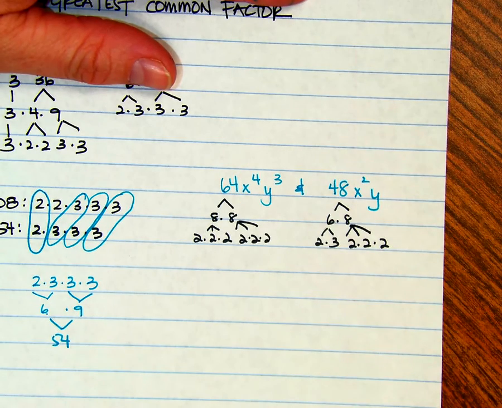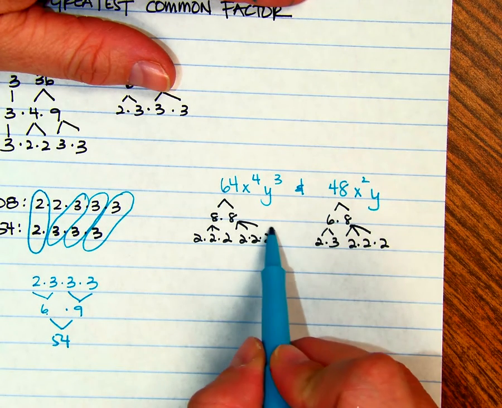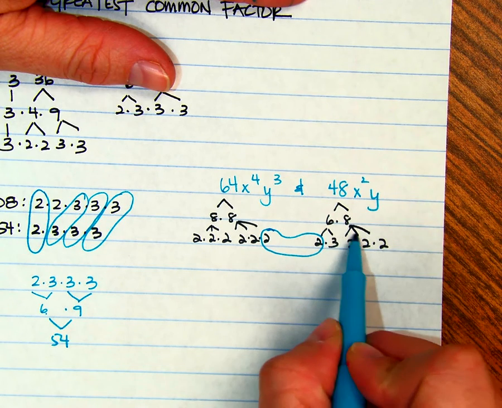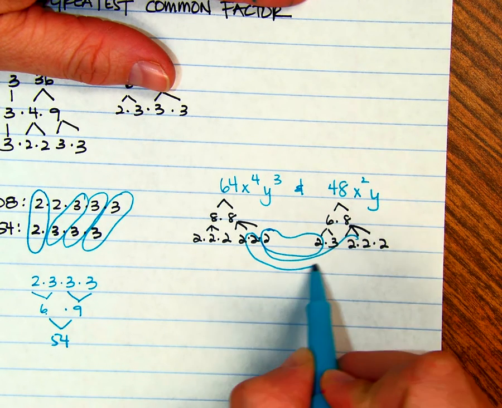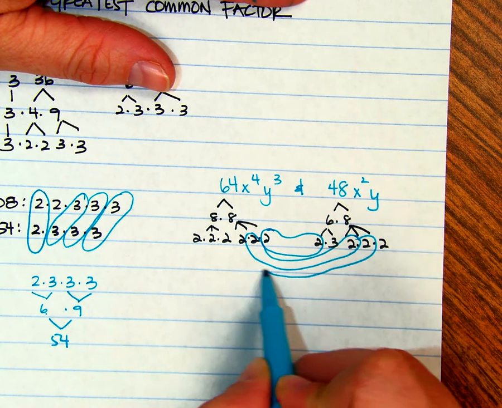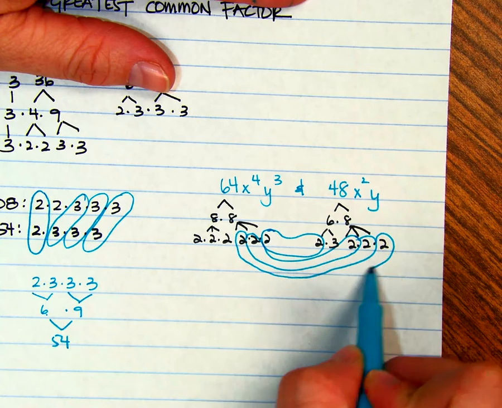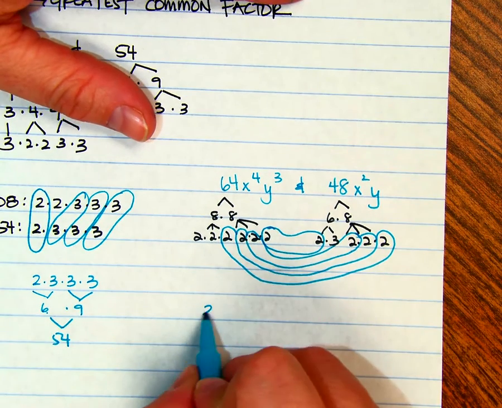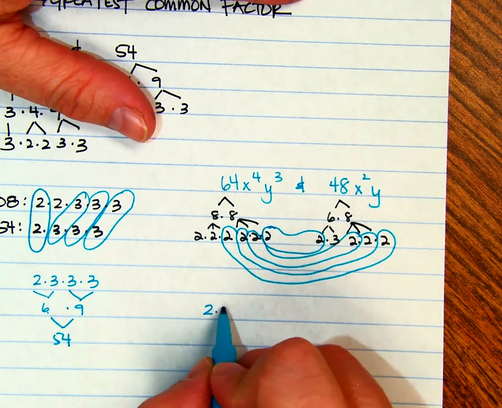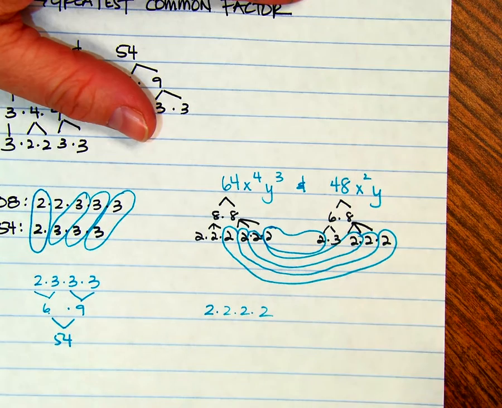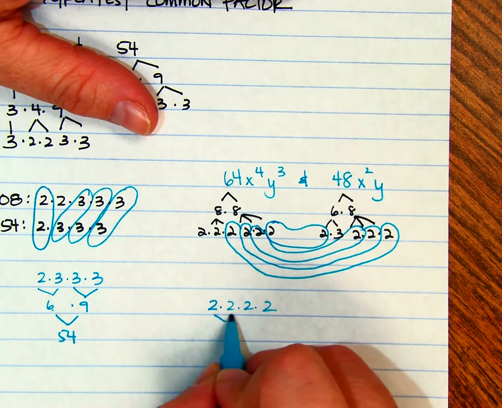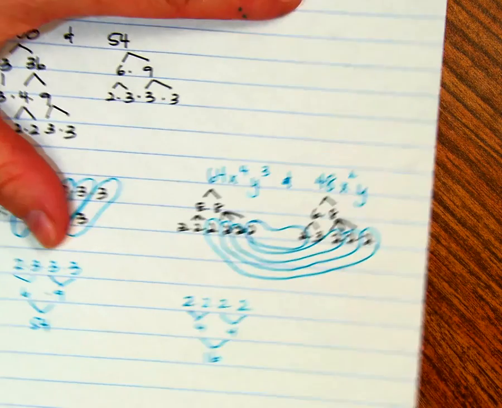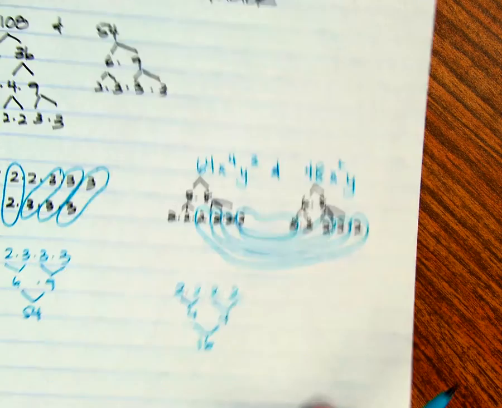So I'm going to kind of show you a little bit of a shortcut. I have a pair of 2's, no 3's, then I have another pair of 2's, another pair of 2's, and another pair of 2's. It's just the same thing without me having to rewrite everything. So I have 1, 2, 3, 4 pairs of 2's. Remember, I take one out from each pair, multiply them together. There's a 4 and a 4 gives me a 16. So they have 16 in common for numbers.